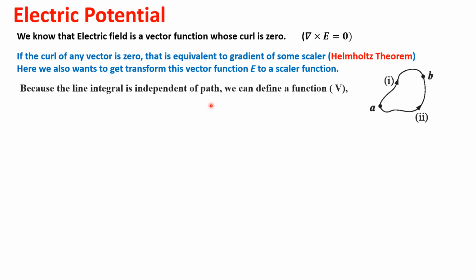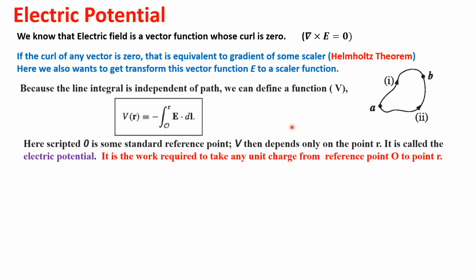Because the line integral is independent of path, we can define a function V like this: V of R equal to minus the integral of E dot dl, from a reference point O to R, where scripted O is a reference point, and V depends on the point R. So it is called the electric potential. It is the work required to take a unit charge from reference point O to the point R.